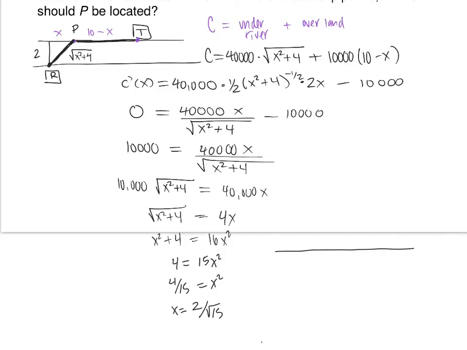And what's the range of values that x can be in this case? What's the lowest x could be? What's the highest x could be? 10 in this case. And 2 over root 15 probably is closer to 0 than to 10, right? Okay. And I'm pretty sure if you test numbers again, you're going to get the same negative positive thing going on. So by the first derivative test, we have a minimum.